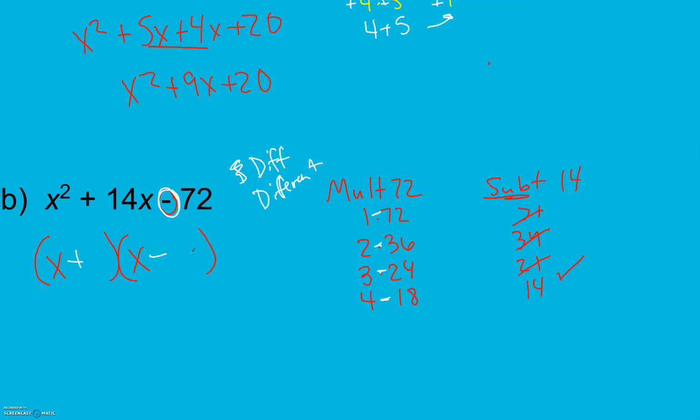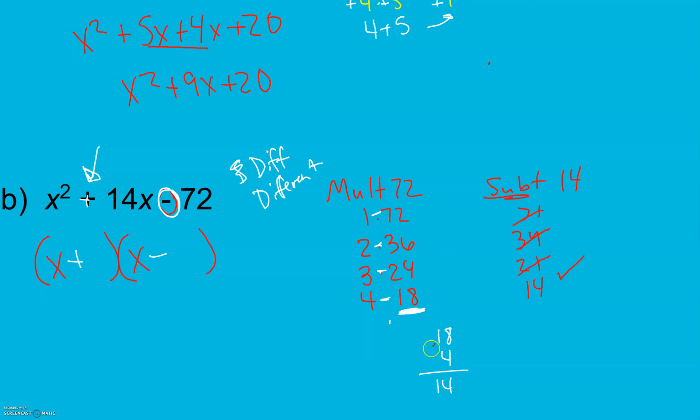One's going to be positive, one's going to be negative. We look at our numbers, the bigger number always gets a sign in the middle because we're saying we added to a positive 14. When we add numbers with different signs, we take the bigger number minus the smaller and then give the sign of the bigger number.